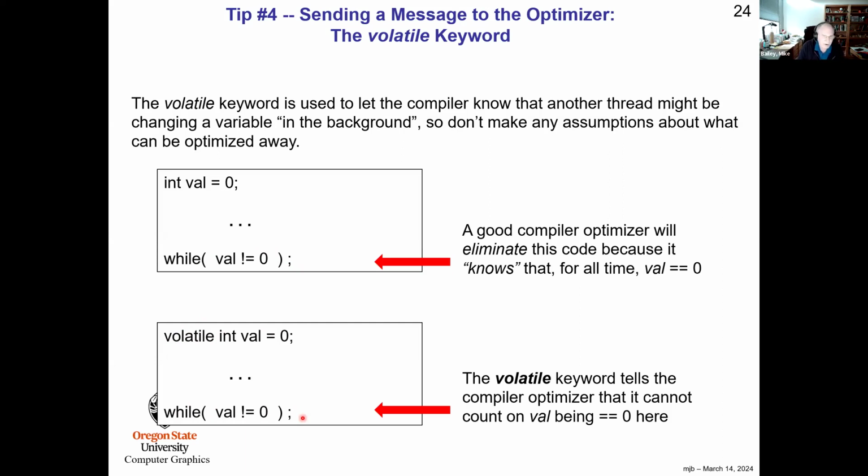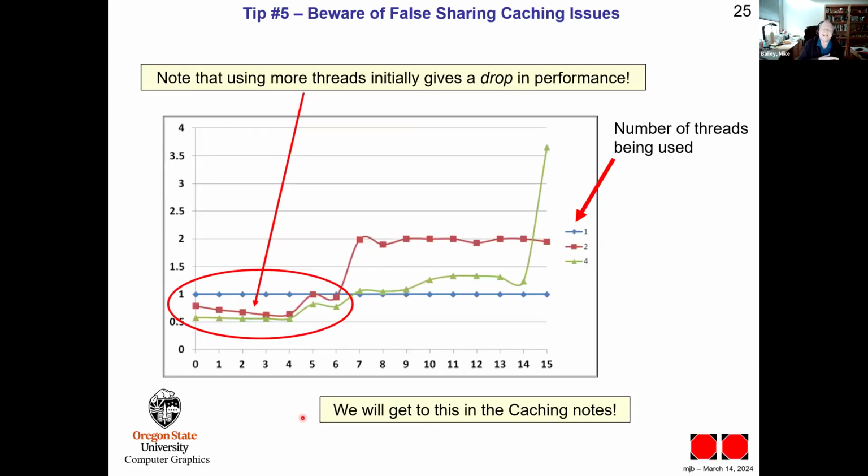There's a note set called A Tale of 2 Assembly Codes. Be sure you look at that. That's a good example of where volatile was needed. And I didn't do it. And so, boom, program just deadlocked.